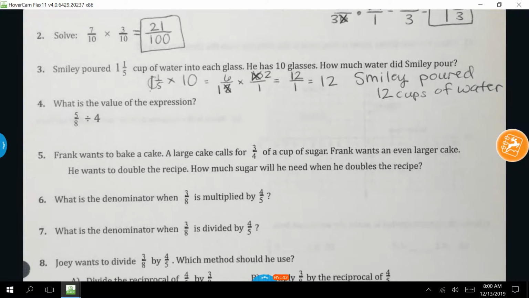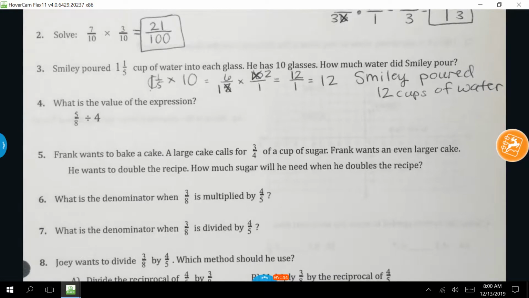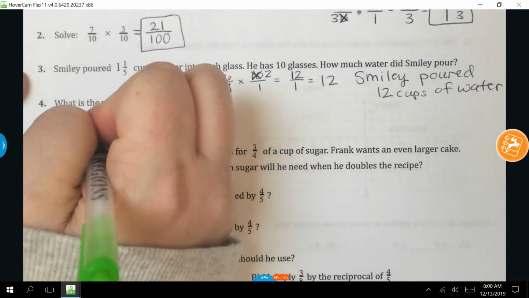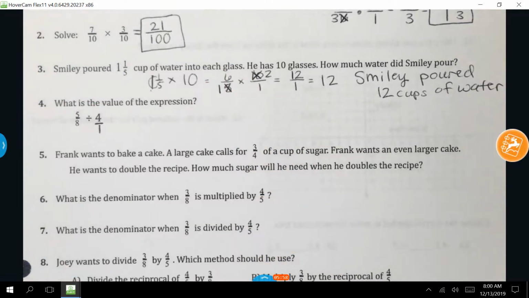All right. Number 4, it's division. What do I need to do first for number 4? What should I do first on number 4? Ashlyn? Change the 4 and make it a fraction by putting a 1 under it. Perfect. So we're going to put the 1 underneath the 4.